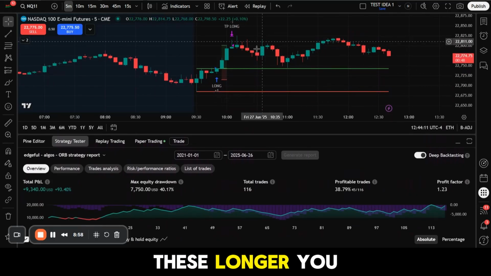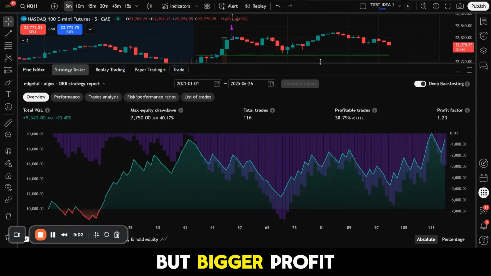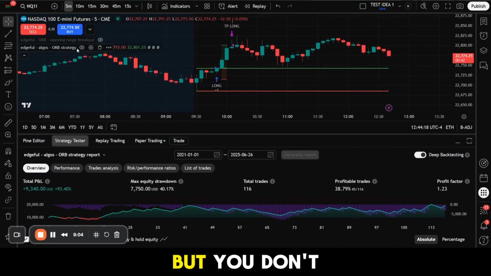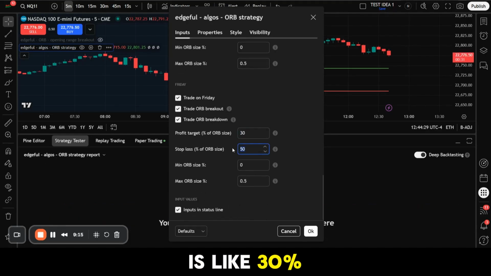So I did these longer, lower percent winners, but bigger profit when you do win, but you don't win as much. But in reality, when I traded that, I could not wait as long as it took to get those trades. Then I tried like a negative RR, where it was like 30% and 80.